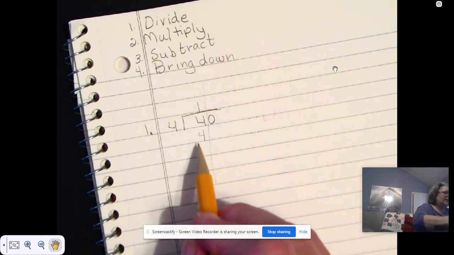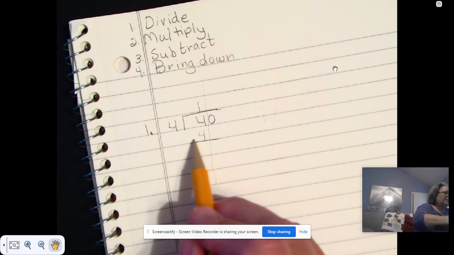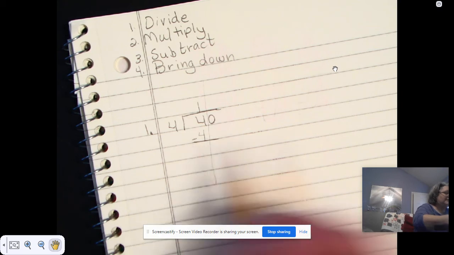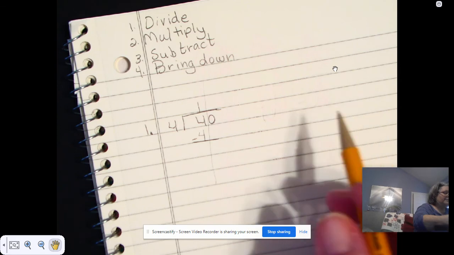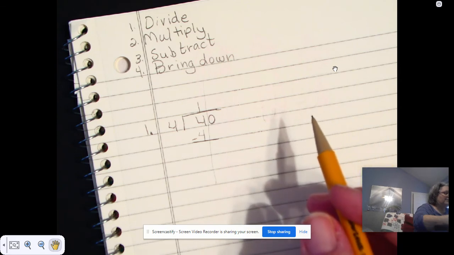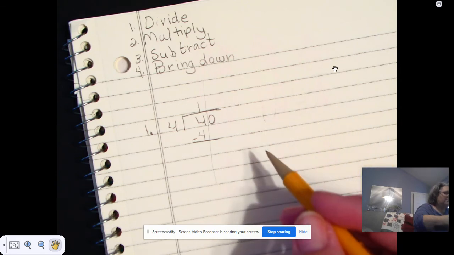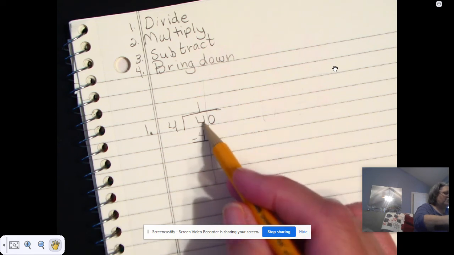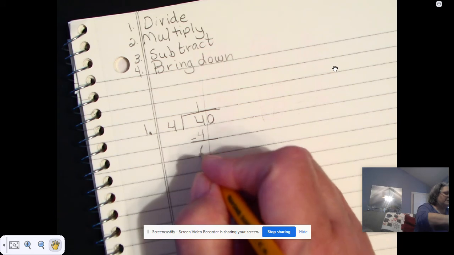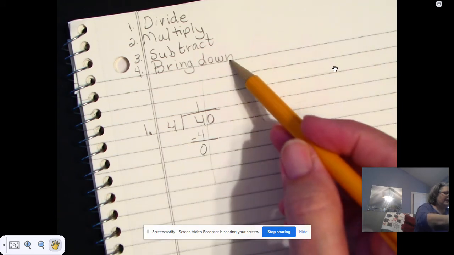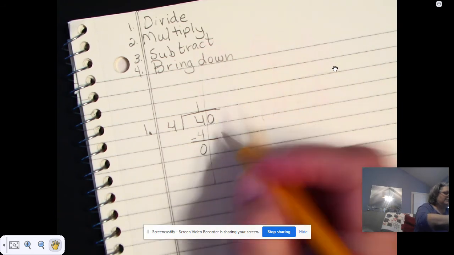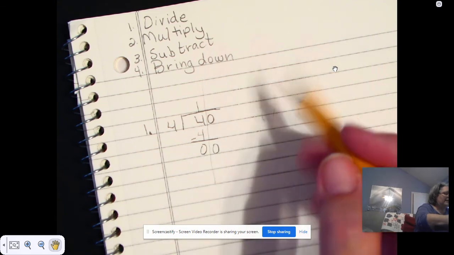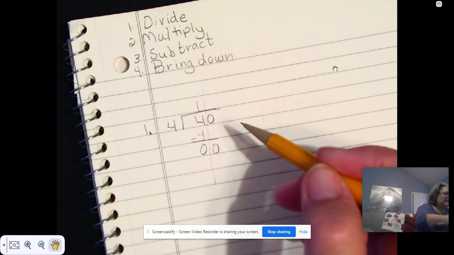And then we're going to subtract 4 minus 4. Notice how I drew a nice neat line and a nice neat subtraction sign there. So make your numbers the right size and draw things neatly. 4 minus 4 is 0. And our next step is to bring down. And we're bringing down a 0. And you might say, oh, it's a 0. I don't need to worry about it. But yes, you do. You need it.